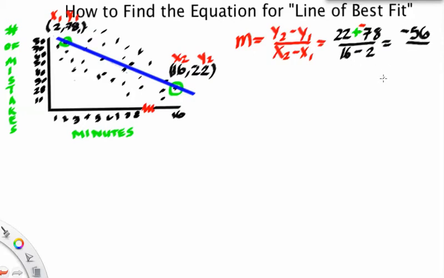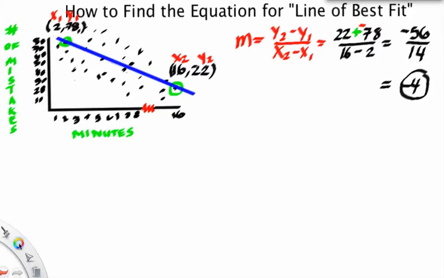Hopefully we don't need to use that same strategy down here. We can do 16 minus 2 in our heads and come up with 14. I know that 14 goes into 56 4 times evenly. So this reduces to negative 4. Does this make sense with my line of best fit? It sure does. That's a negative slope line because it's going downhill.